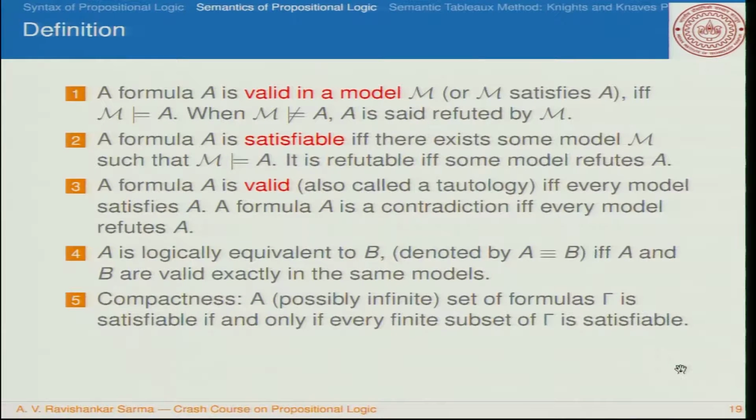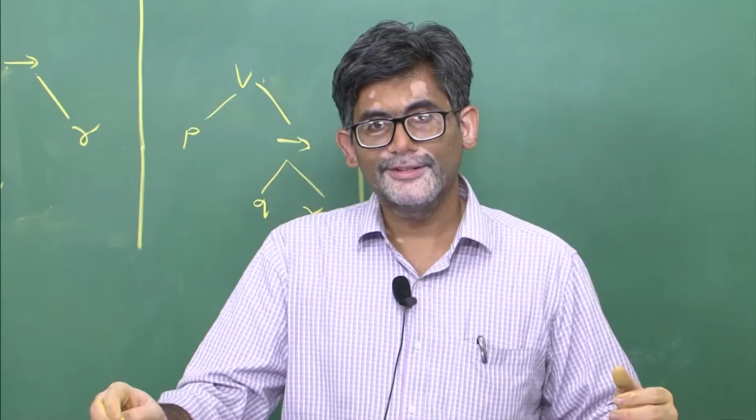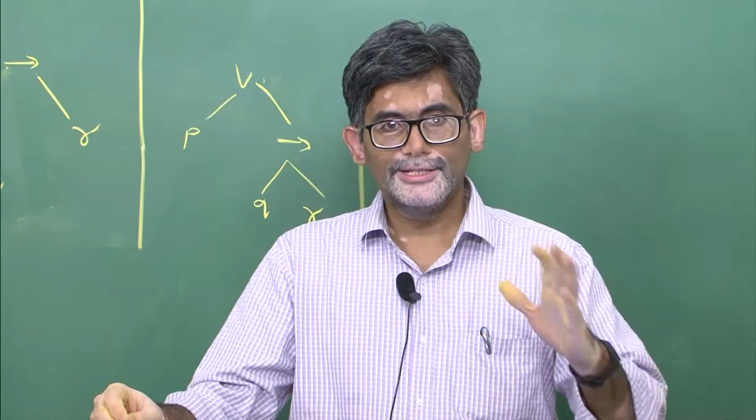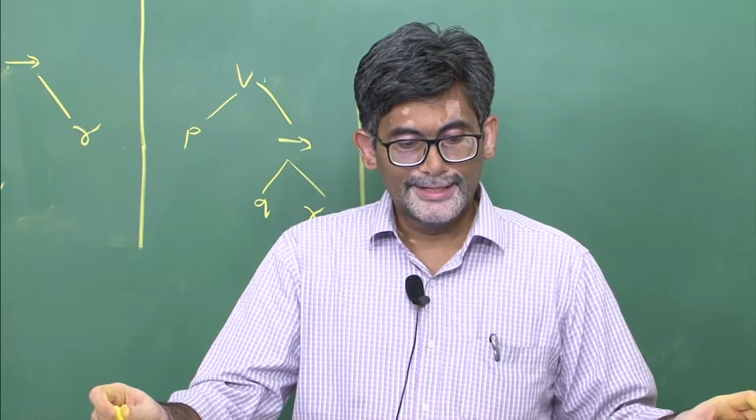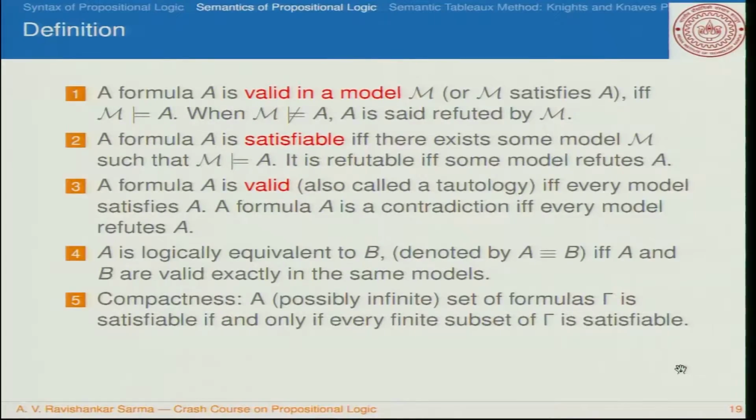So there are some definitions that we need to note, and with this we will end this lecture. These are the important definitions with respect to the semantic consequence or logical consequence. A formula A is considered to be valid with respect to a given model M, or you also call it M satisfies A, if and only if A is a logical consequence of that model M. When A is not a logical consequence of M, then A is considered to be refuted by M. Refuted by M means this M can make the formula A false.